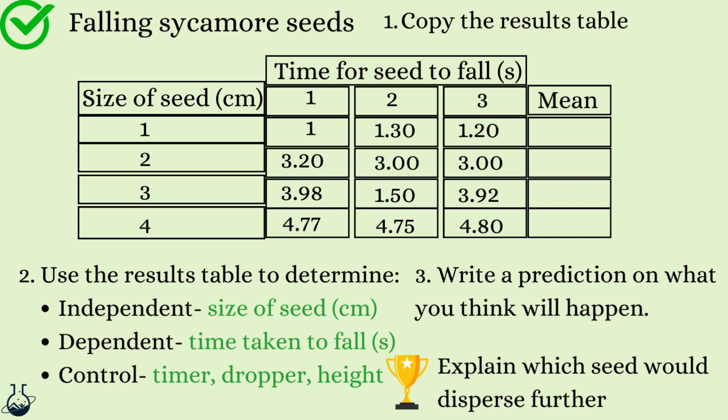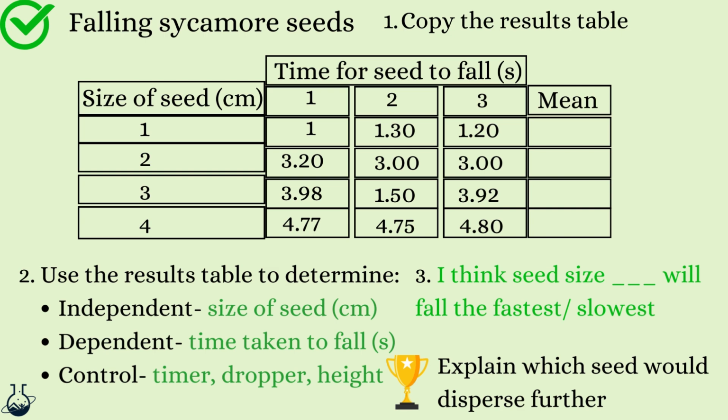These could include the person responsible for timing, because different people have different reaction times. Again, for similar reasons, the person dropping the sycamore seed itself, and the height from which the seeds are dropped also needs to stay the same, because the distance a seed falls will impact the time it takes to fall. Task 3 hasn't been filled in on my end, because this might vary.